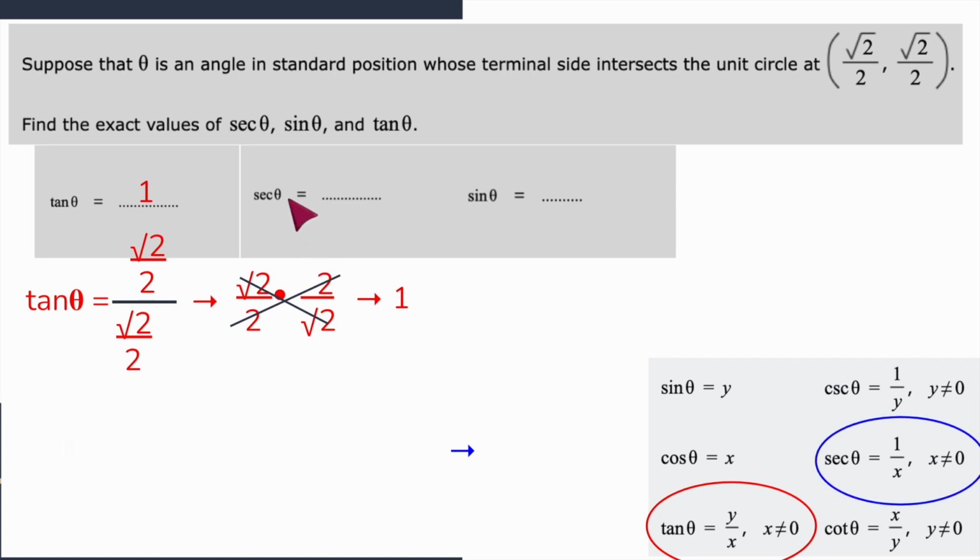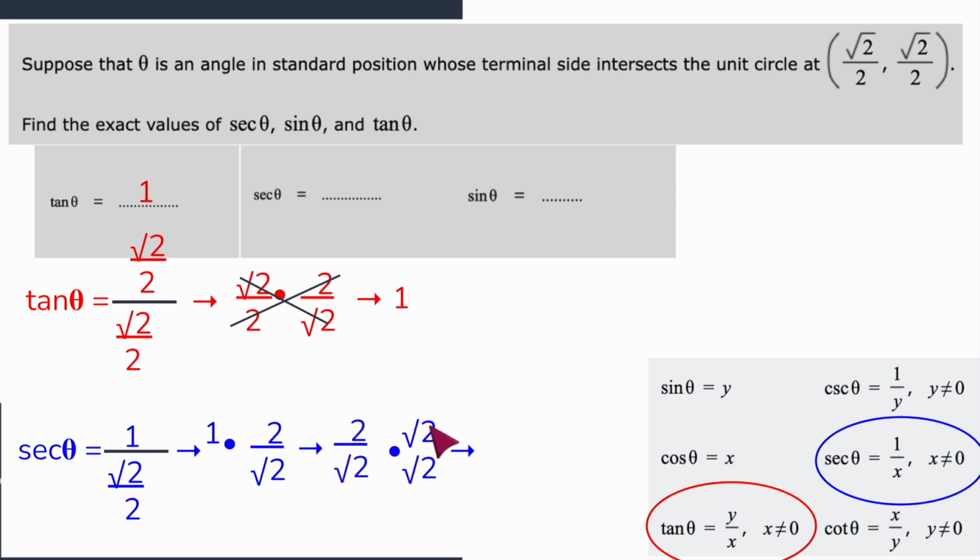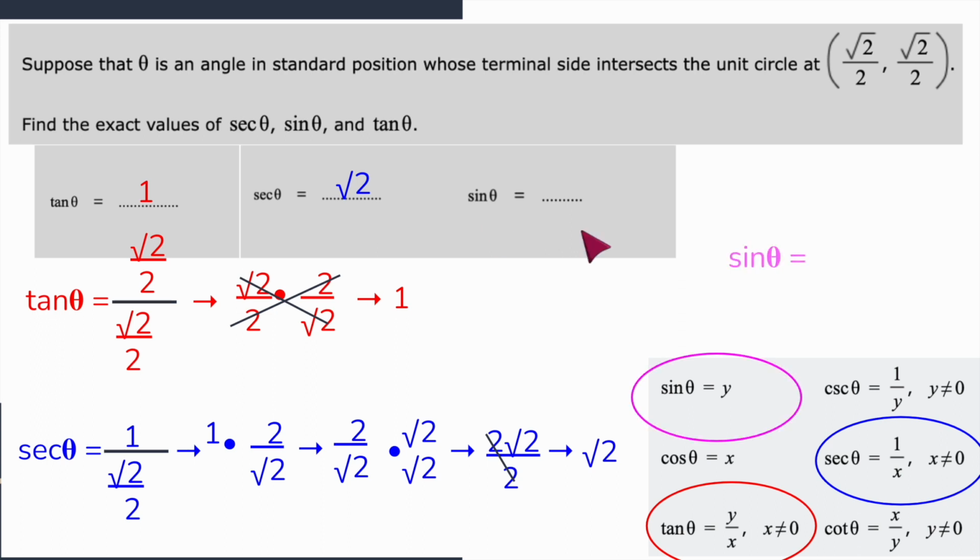All right, so now we're going to go with secant. So I'm going to go 1 over x, which is that square root 2 over 2. So I do need to flip over, multiply by that reciprocal. So I'm going to have 2 over square root 2. But now I have to rationalize, just like we did in the last one. So I'm going to have 2 square root 2 over 2. 2 divided by 2 is going to cancel out, and I'm just going to end up with square root 2. So our secant is square root 2. And our last one, sine, is going to be square root 2 over 2, and I don't need to do anything with that. It is already rational. So that is all done.